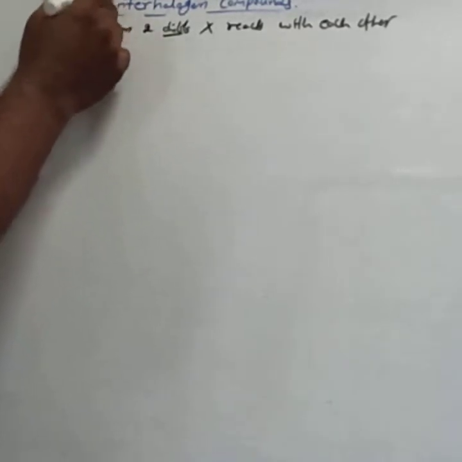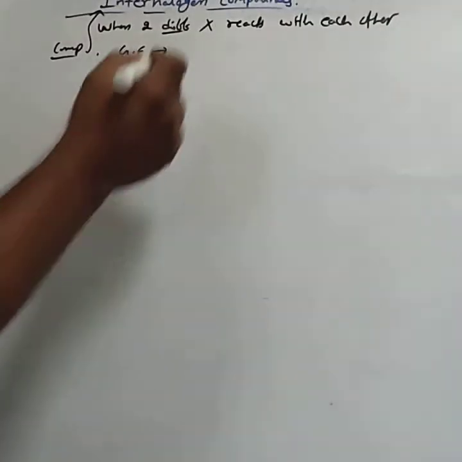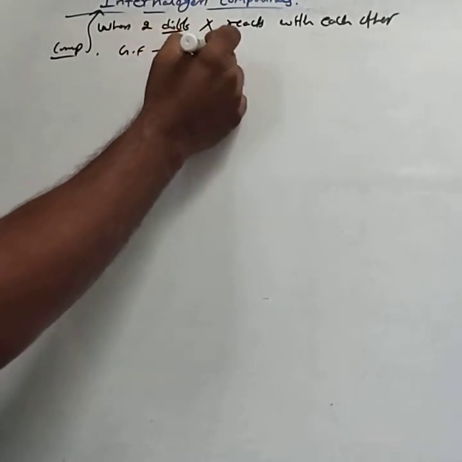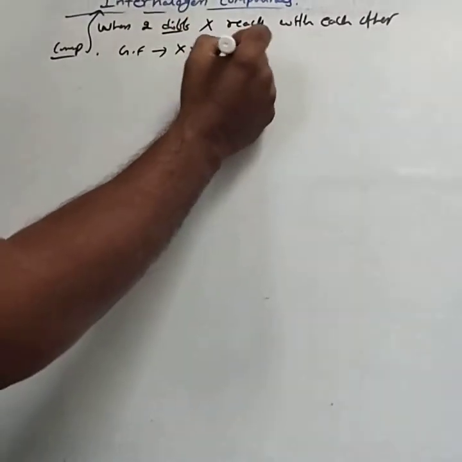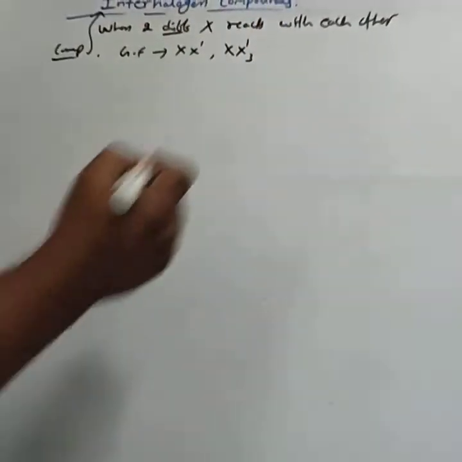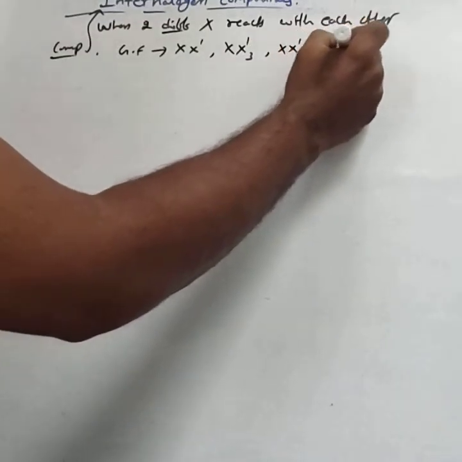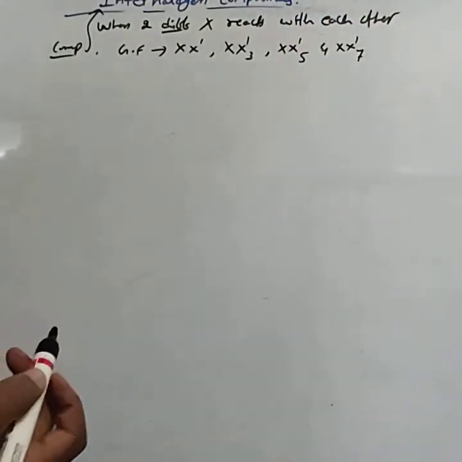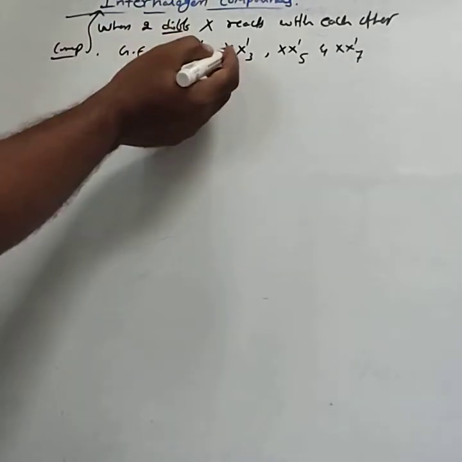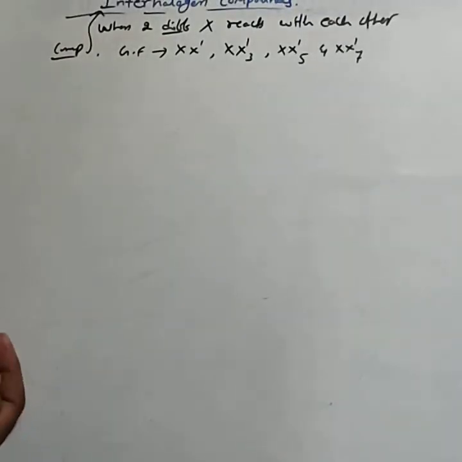They can ask this as a one mark question: what are interhalogen compounds? The general formula of interhalogen compounds is XX'. They can be represented as XX', XX'3, XX'5 and XX'7.